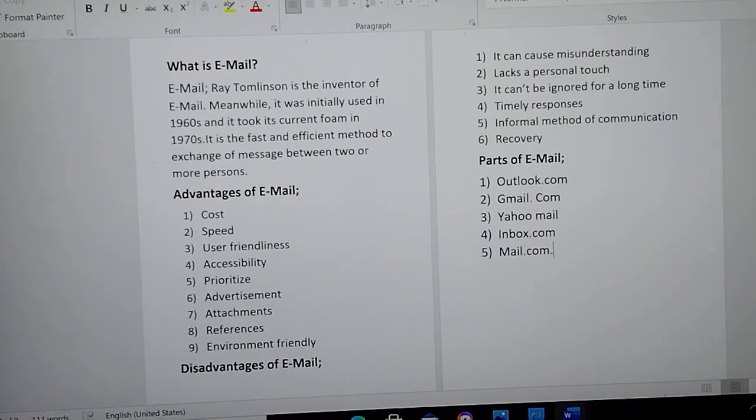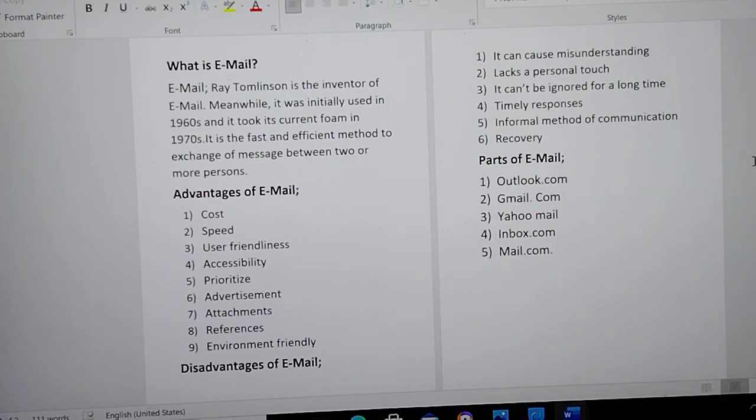And if we talk about the disadvantages of email, the first point is that it can cause misunderstanding and lacks a personal touch. It can't be ignored for a long time. Then timely responses, informal method of communication, and the last point, recovery.